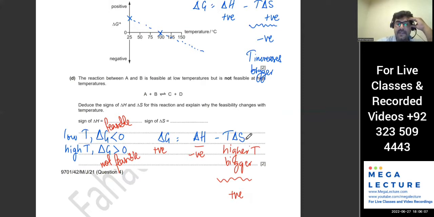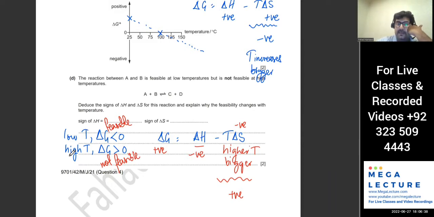And so at higher temperatures, this thing will have a bigger value. But the reaction is becoming not feasible. That means this thing is turning into positive, so that this entire thing is positive. Now, the only way this entire thing is positive is that delta S must be negative, because two negative signs would add up to make a positive value. So that means delta H is negative and delta S would also be negative. Both of them would be negative for this to work.